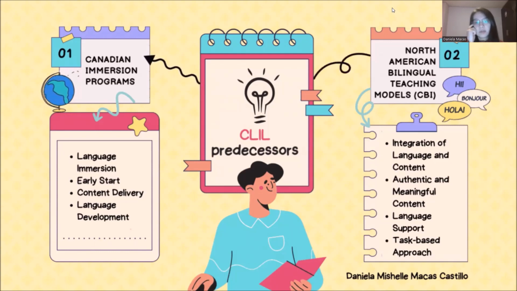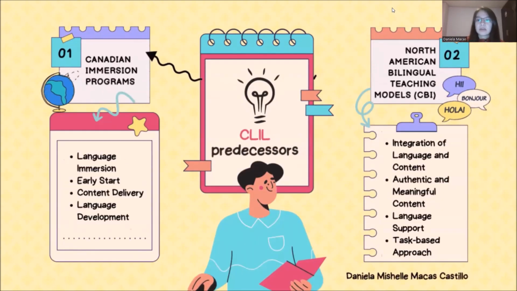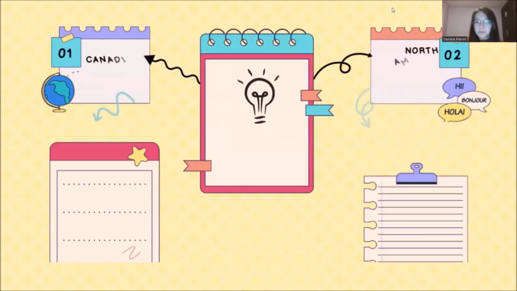This approach emphasizes language learning through meaningful content, enabling students to acquire both content knowledge and language skills simultaneously. So its main characteristics involve integration of language and content, since CBI emphasizes the integration of language learning with the learning of subject-specific content. Language instruction is embedded within content-based lessons, allowing students to develop language skills while acquiring knowledge in various academic subjects.